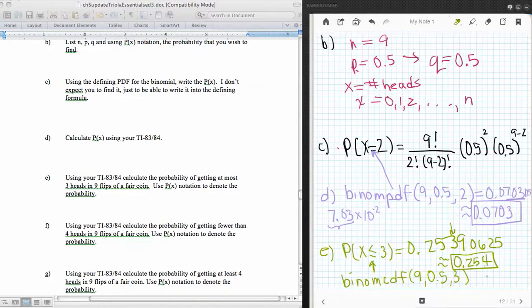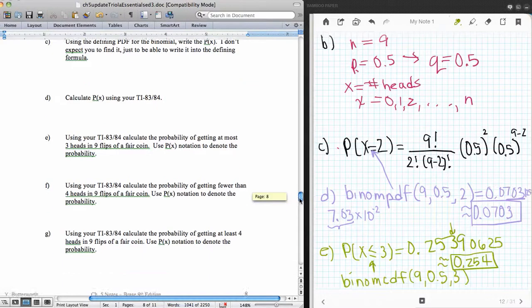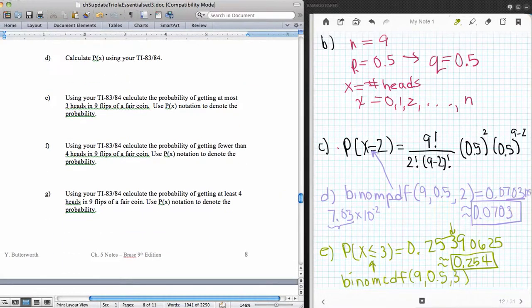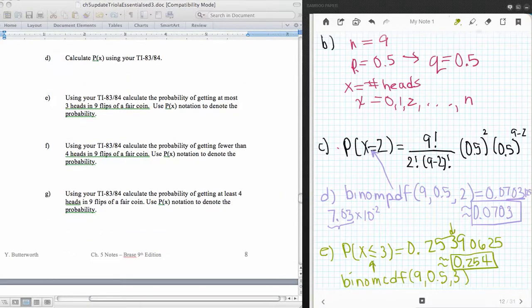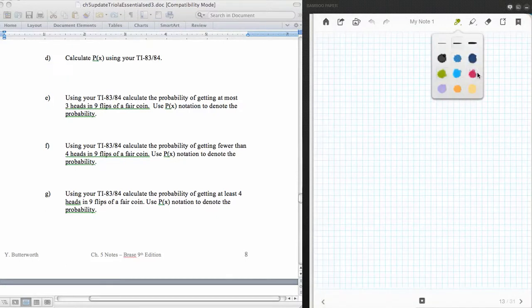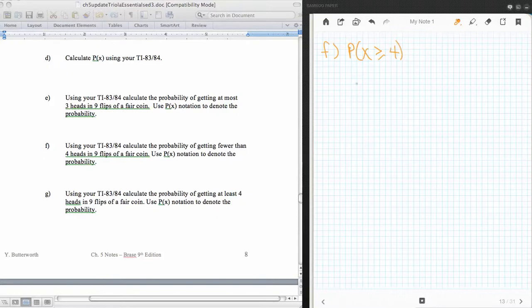And that's why that probability is quite a bit larger than this one, which was just one single value. Now the next one here has us doing at least 4 heads. So for at least 4 heads, we have the probability that x is greater than or equal to 4, and that's the at least, right? The smallest it could be is 4, so 4 or larger.